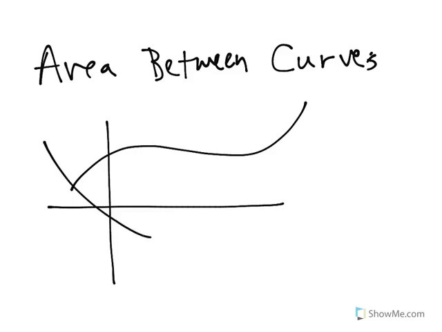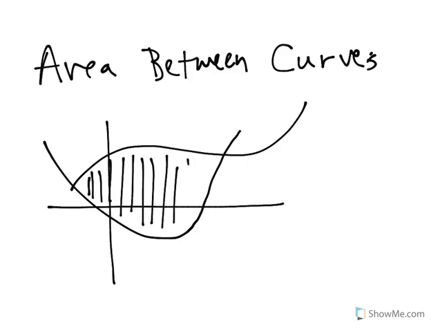So let's say, for example, you have something like this, and we won't worry about where they keep on going after that. We'll just look for now at this area right here. I don't really care about the fact that some of this area is above the x-axis and some is below. I really only care about the positive value of the area that's between the two curves.